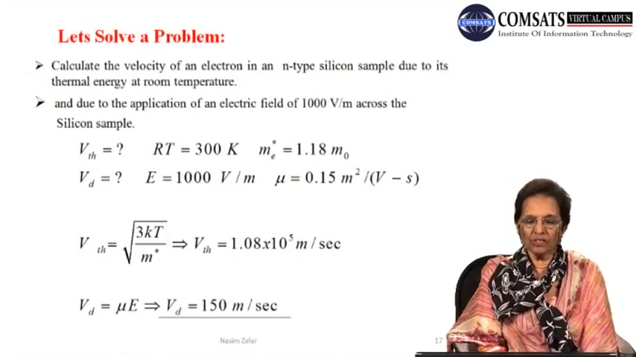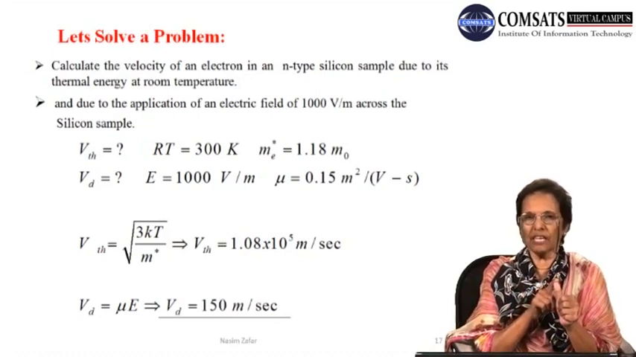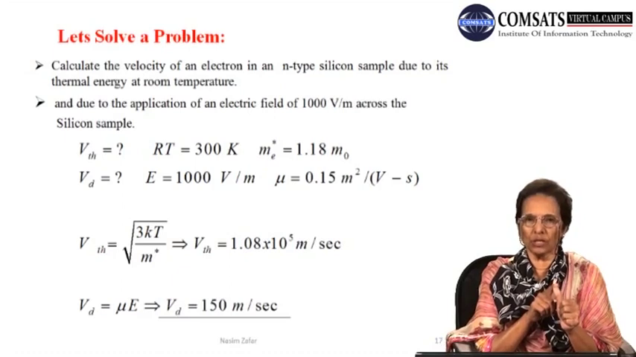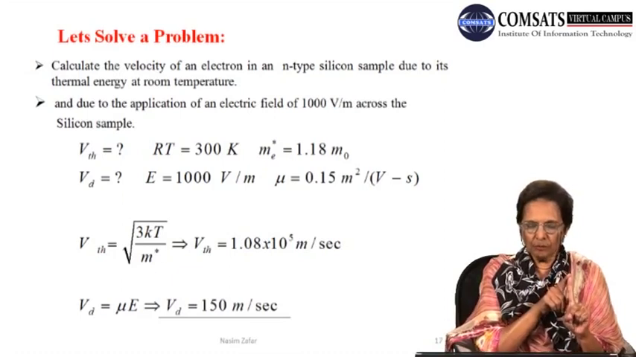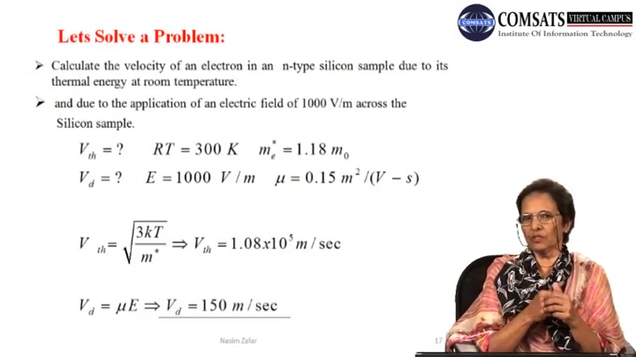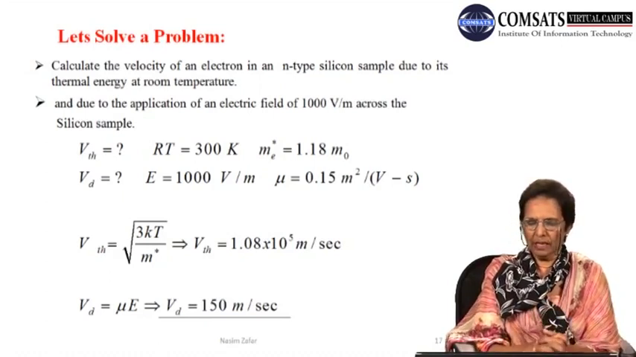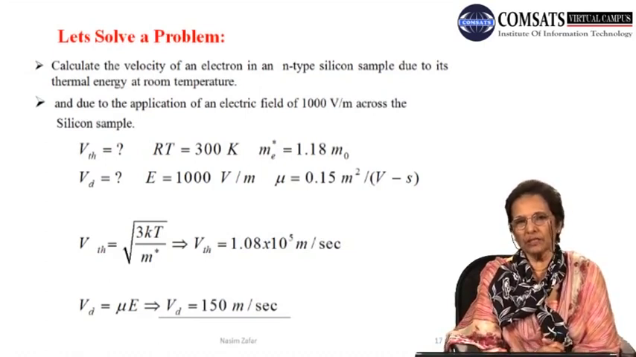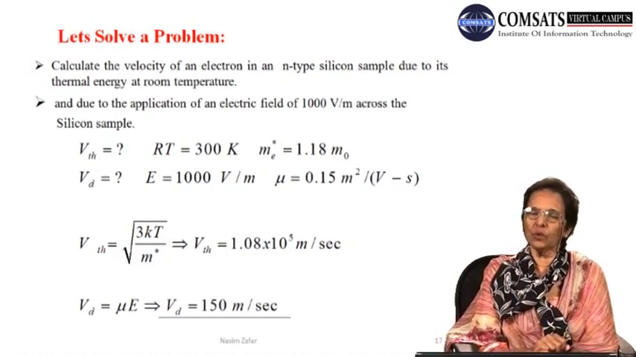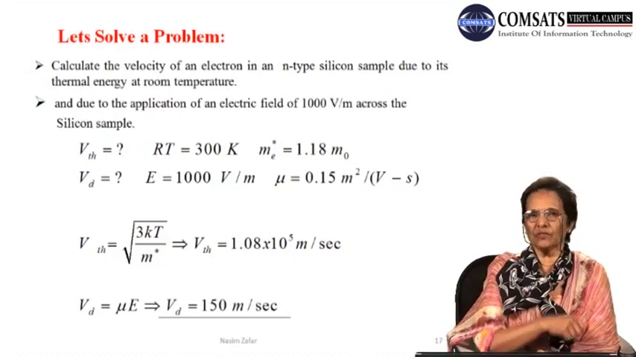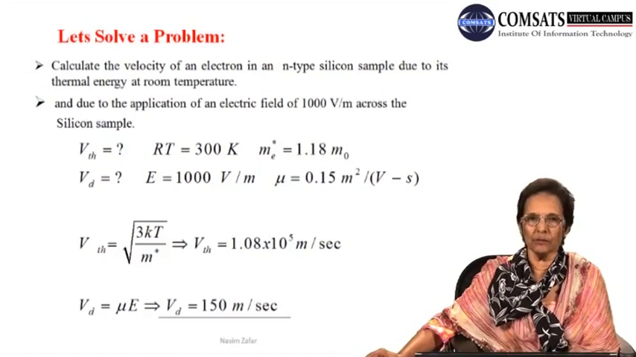What is the drift velocity? The thermal velocity for room temperature has already been calculated, and you know how to calculate it, root of 3kT over m star. The drift velocity, I just gave you the equation in the previous few slides. This comes out to be 150 meters per second. So you notice how small the drift velocity is. Therefore, the significant influence on the electron motion is still that of the thermal motion.